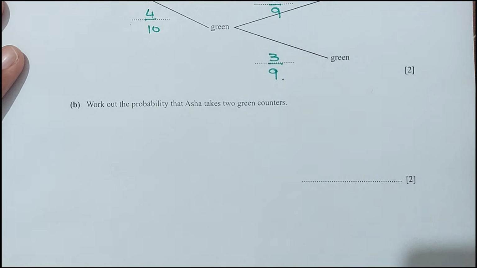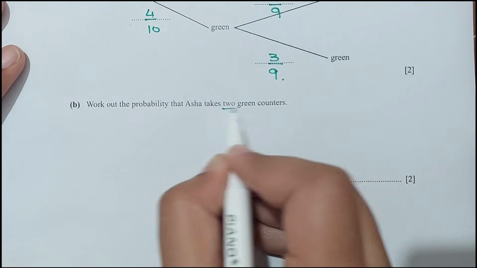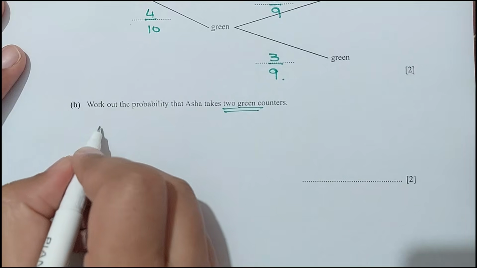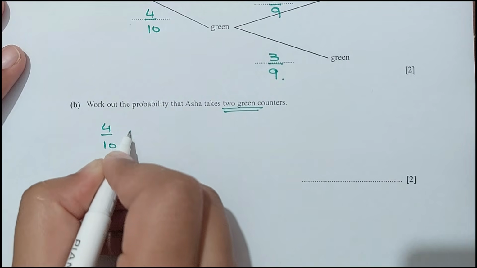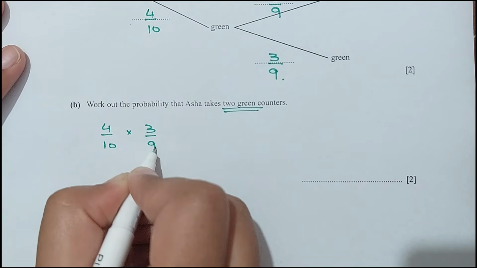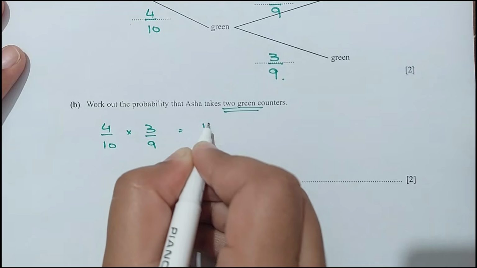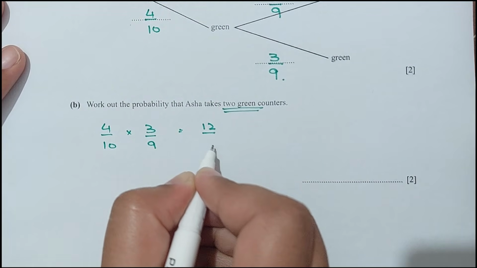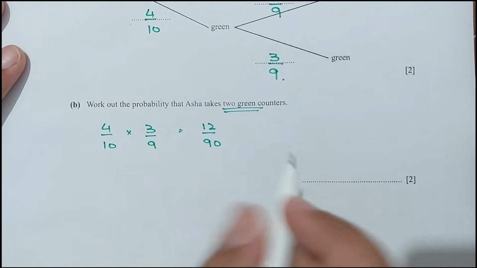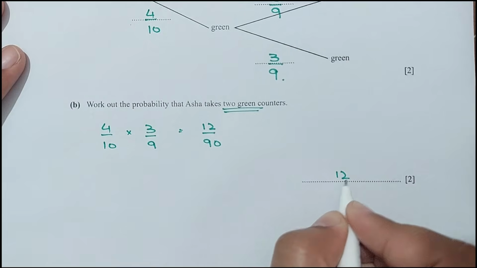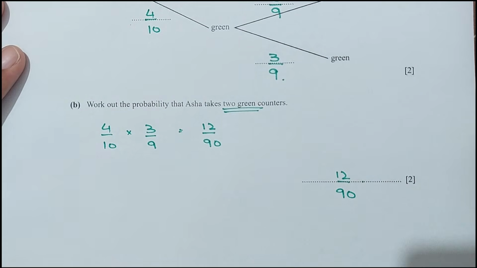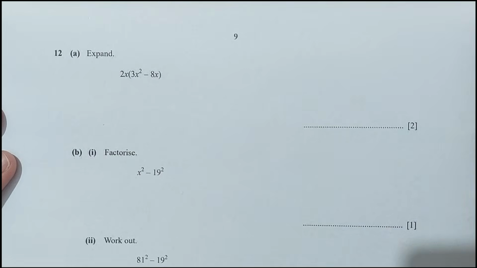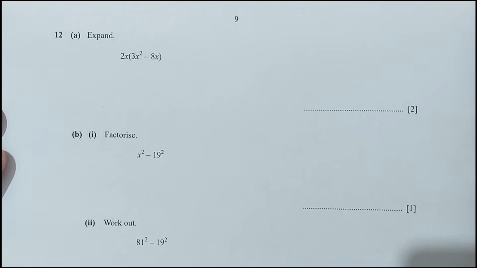Part B, work out the probability that Isha takes 2 green counters, green and green. 4 by 10 times 3 by 9. 4 times 3 is 12, and 9 times 10 is 90. 12 over 90 is the probability. You can keep it as it is or you can convert it into simplest form. Both are okay.